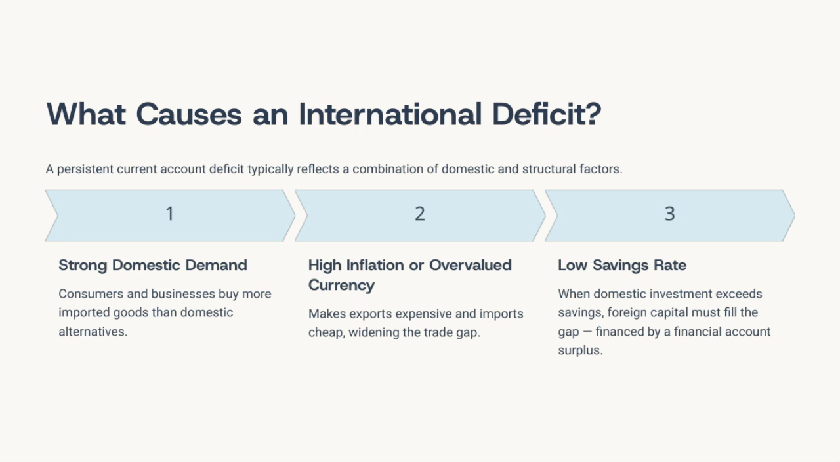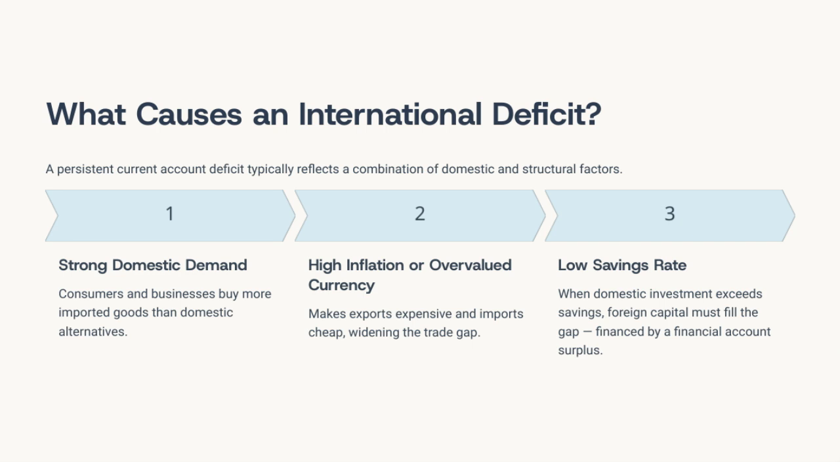Now, a low savings rate plays a significant role here. When savings are low, it makes exports more expensive and imports cheaper. This imbalance widens the trade gap because consumers and businesses are more inclined to buy cheaper foreign goods rather than domestic ones. Additionally, high inflation or an overvalued currency can exacerbate this situation. When inflation is high or the currency is overvalued, imported goods become more attractive because they are cheaper, leading to increased imports and a trade deficit.